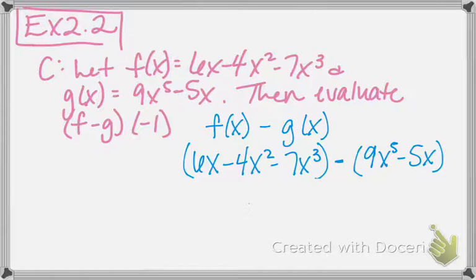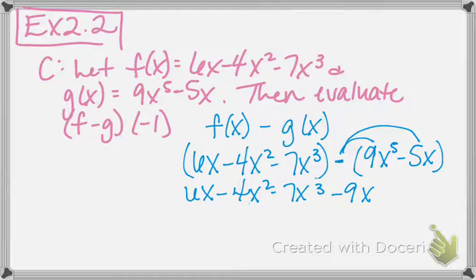And now I have a similar situation to chapter 4. So I'm going to take this and I'm going to distribute this. And I'm going to get 6x minus 4x squared minus 7x cubed minus 9x to the 5th. And remember, this minus sign has to distribute to everything, including that negative 5 at the end. Two negatives make a positive, which gives us a positive 5x.